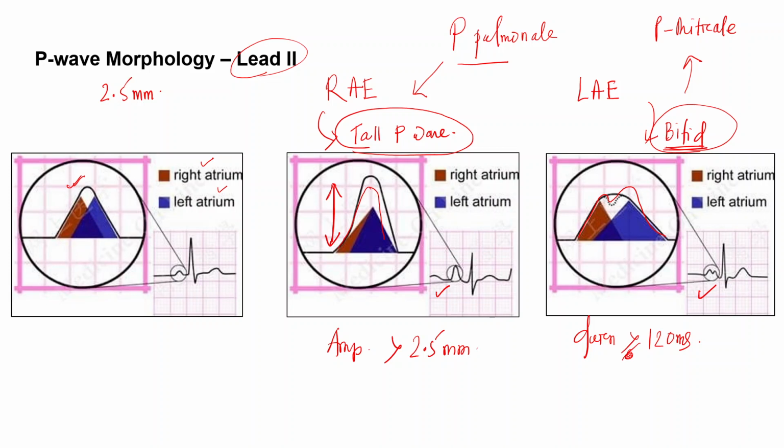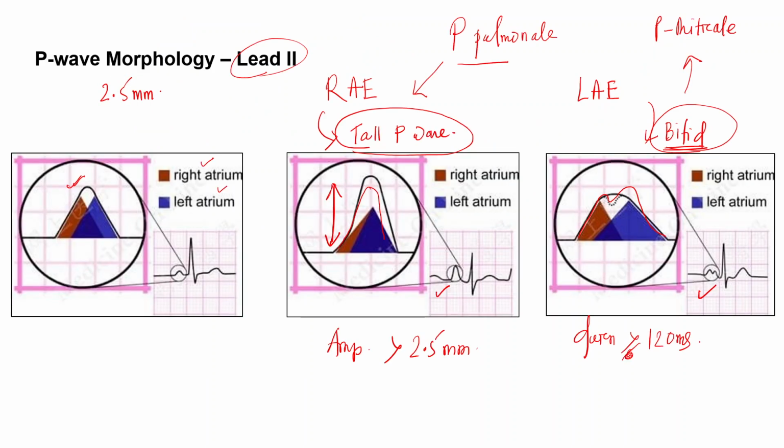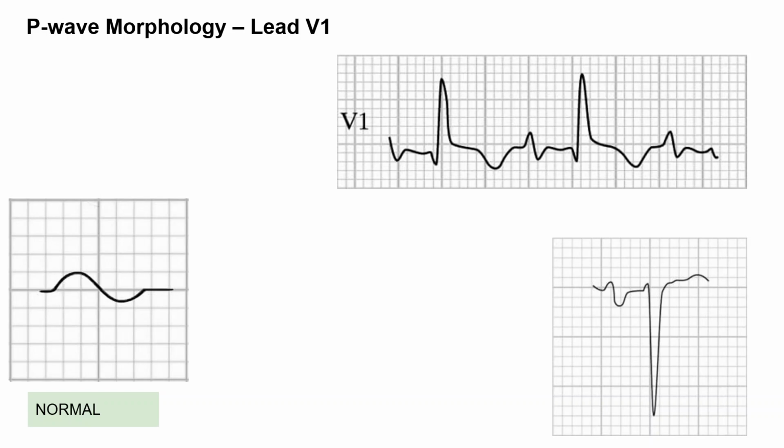Now we'll see what will happen in lead V1. Remember, to interpret the P wave, you have to look at only two leads, lead 2 and lead V1. These are the two most important leads to look for the P wave morphology changes. I will go to lead V1, and as I have already told you, V1 will have a biphasic P wave. So you can see here this is the normal P wave in lead V1. This will be biphasic. The initial part is due to the right atrium and this is due to the left atrium.